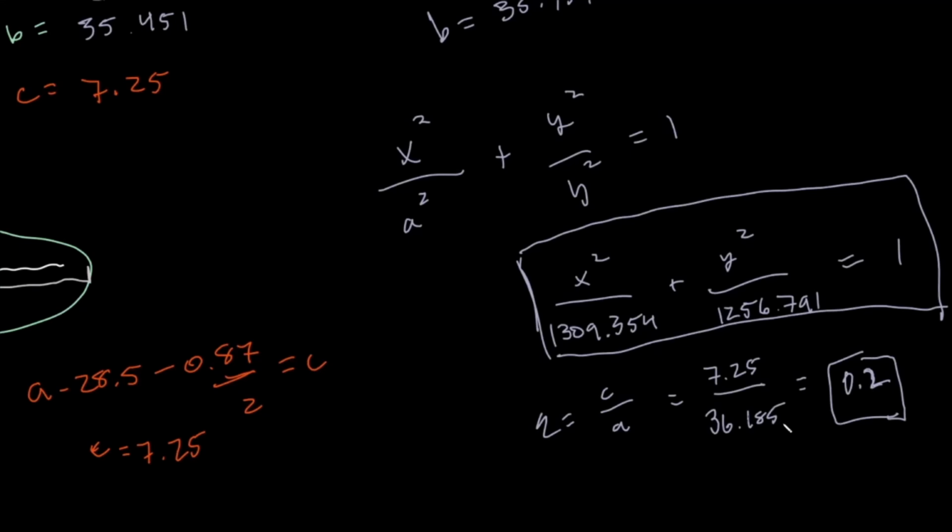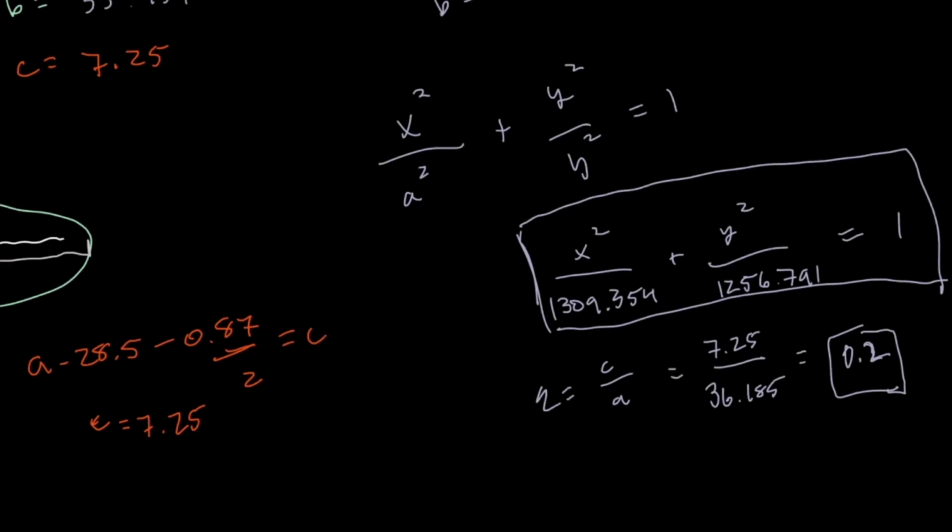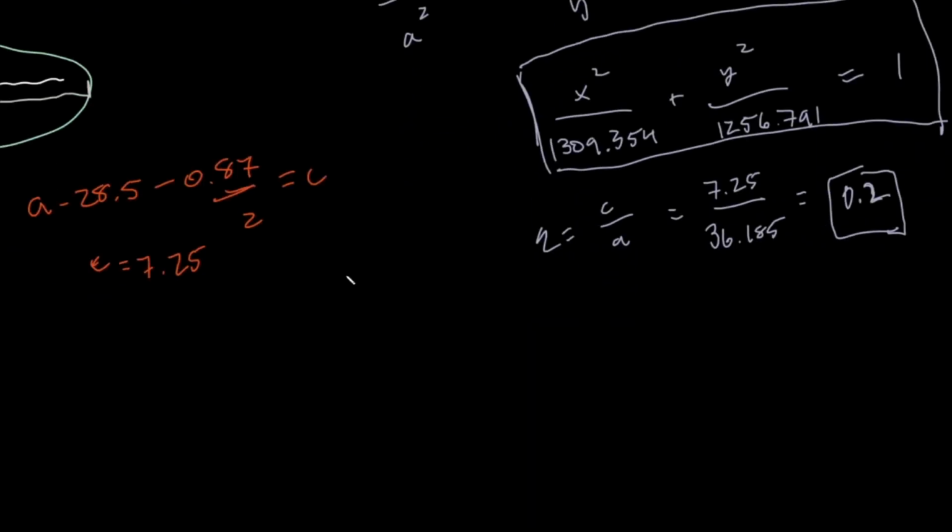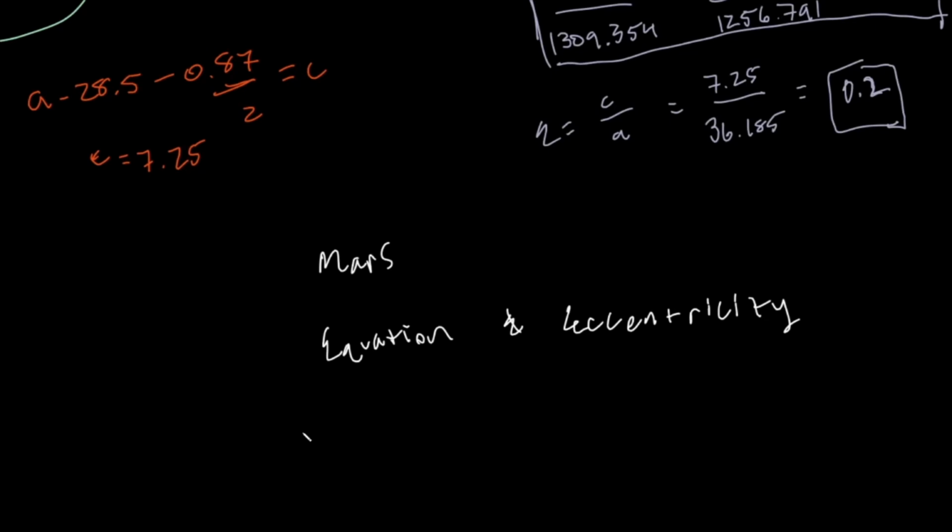So that's what I wanted to show you today. And for your homework, I would like you to do this exact same thing, but with Mars. So please find the equation for Mars's orbit and its eccentricity. You will have to find, well, you don't have to find, but I would like you to find the perihelion and aphelion online. Wikipedia is fine.